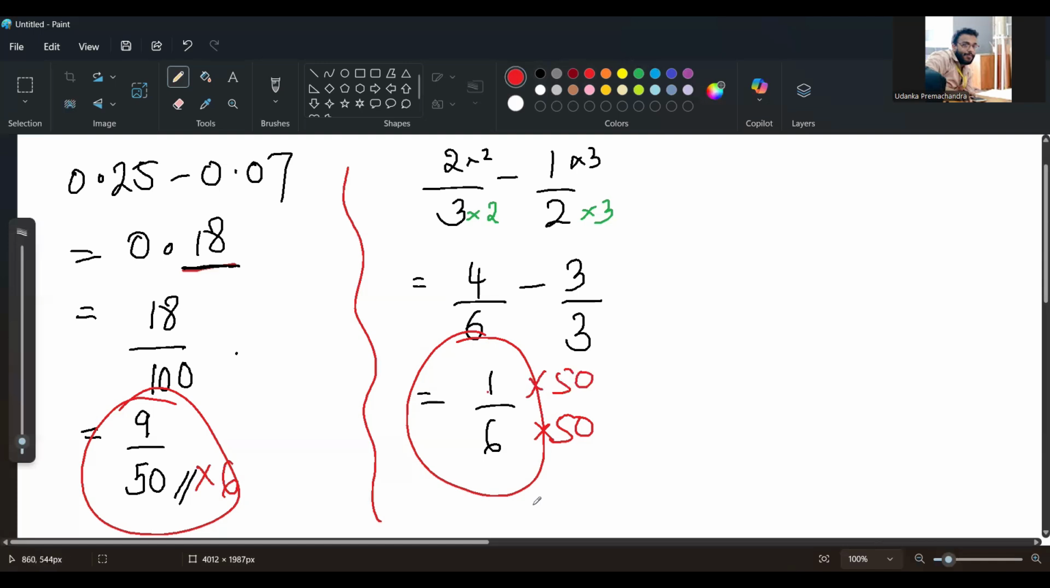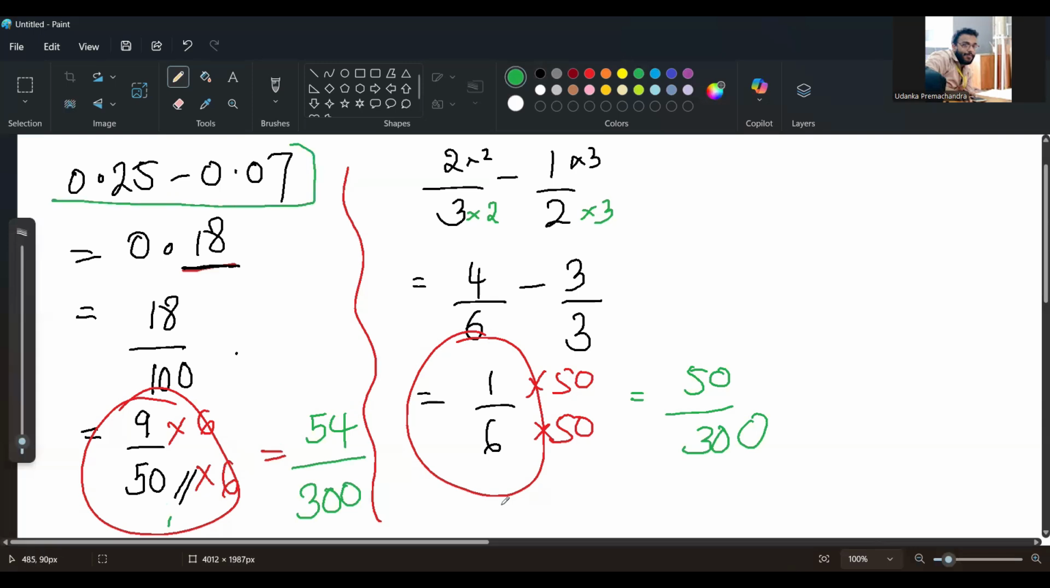Now, when you multiply this one by 6, what is 6 into 9? 6 into 9, 54. 54 over 300. Here, 50 over 300. So, what is the larger one? 9 over 50. Actually, this one. Is that clear? Okay, yes, sir.